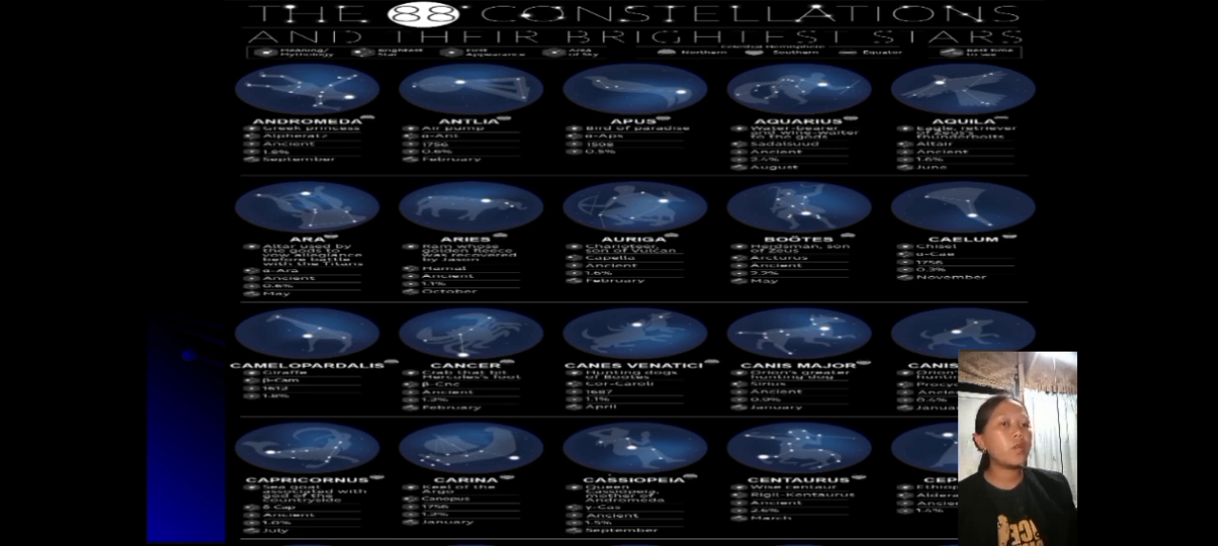First, let's discuss Andromeda. It is a Greek princess. Antlia is an air pump. Apus is a bird of paradise. Aquarius is a water bearer and wine waiter to the gods.